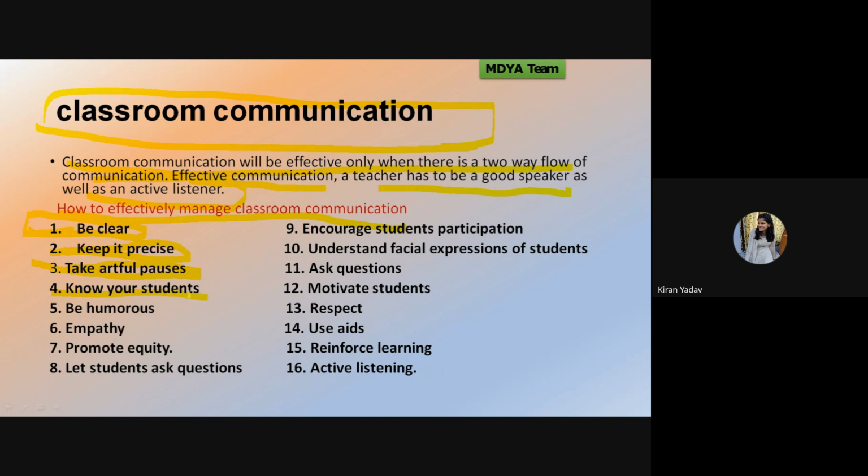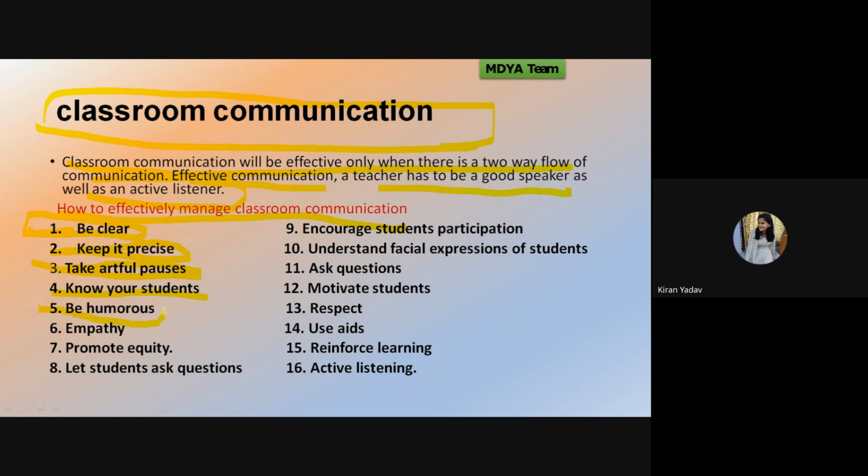Know your students. You should try to know more and more about your students, what their background is, how much they are understanding, what their mental capacity is, all these things.